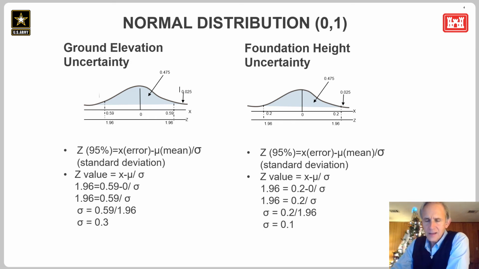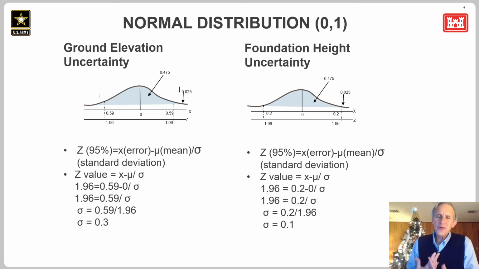For the foundation height, the same formula is used: 95% level of confidence, 1.96, and the error associated with that is plus or minus 0.2 feet. So we plug that into the error, minus the mean, a normal distribution, 0, divided by the standard deviation we're solving for. Now we've got 2 known values and 1 unknown, so we can solve for that one. The standard deviation is equal to 0.2 divided by 1.96, and that's equal to 0.1. I can't go back to the previous slide when we're recording, but if you go back, you can see that's exactly what they had in the table.